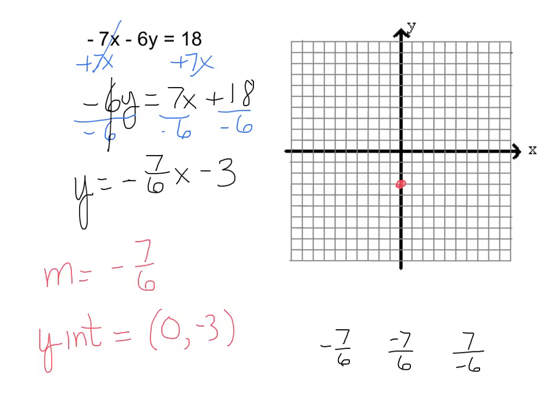You kind of have to commit, though. Are you going to put the negative on the top or on the bottom? You cannot put it on both, because that would make a negative divided by a negative, a positive slope. So don't do that.